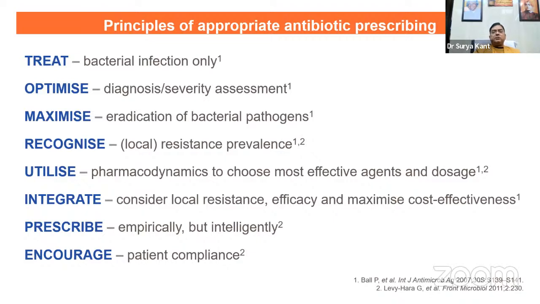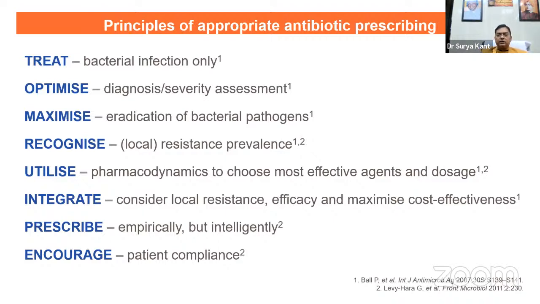Recognize local resistance prevalence. You must know whether you are practicing in Lucknow, Gorakhpur, Punjab, Haryana, Himachal, Jammu Kashmir, Tamil Nadu, Kerala, which state you are in, and what is the local resistance prevalence of the various pathogens to the various antibiotics. The local antibiogram plays a very important role in arriving at the choice of antibiotic.